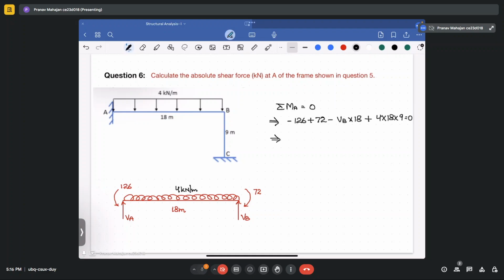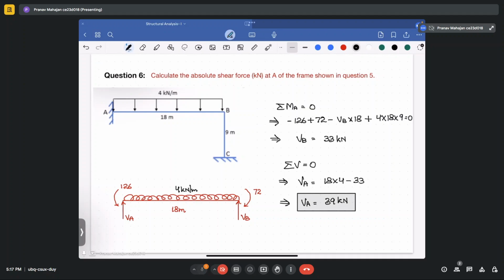If you solve for VB, you will get VB as 33 kilonewton. And if you take summation of V equal to 0, you will get VA equal to 18 into 4 minus 33. So you will get VA equal to 39 kilonewton. Okay, this is how you solve the problem.